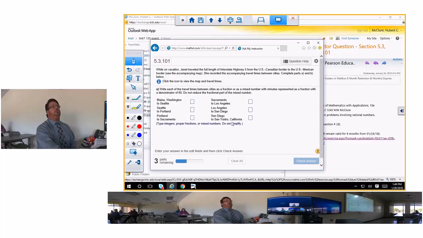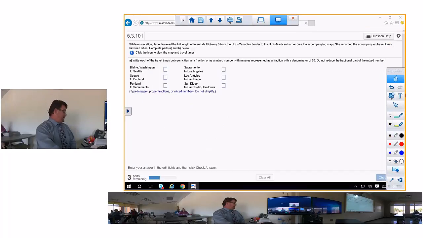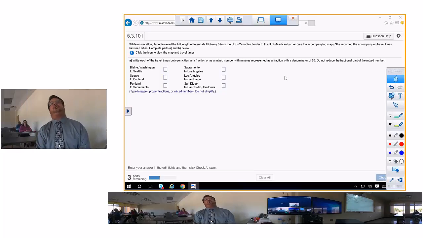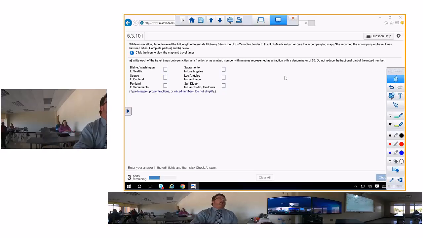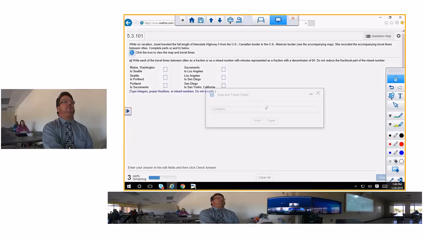Oh no, another word problem. Might as well quit. All right, look at it. It says, while on vacation, Janet traveled the full length of the interstate from U.S.-Canadian border to U.S.-Mexican border. See the accompanying map. Oh, Lord. She recorded the accompanying travel times between cities, complete parts A and B. So let's pull up the handy dandy map, because I have no idea what the question is going to ask.